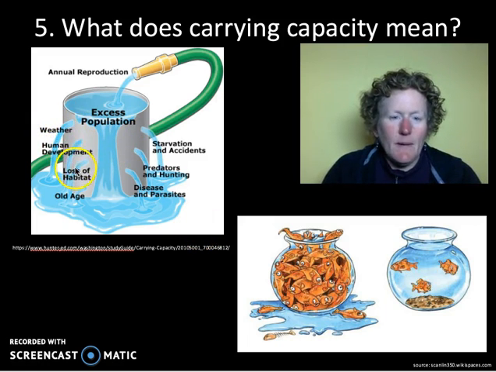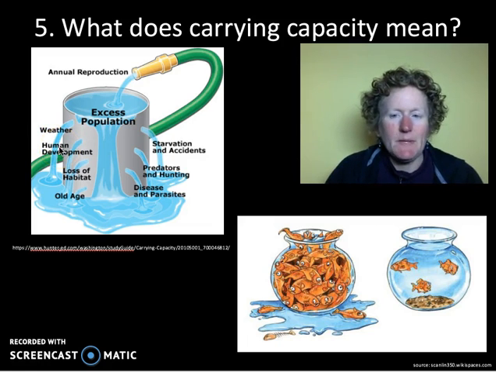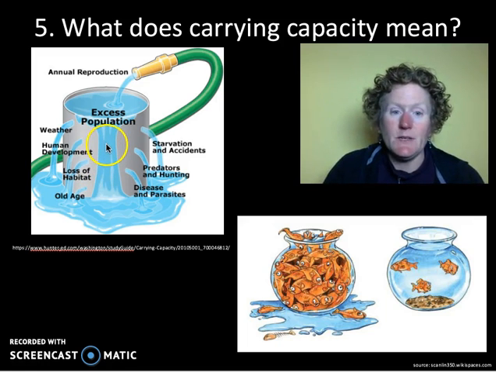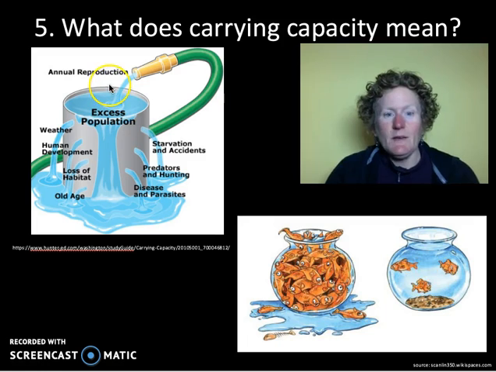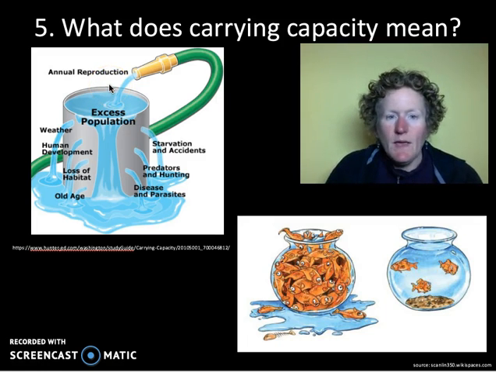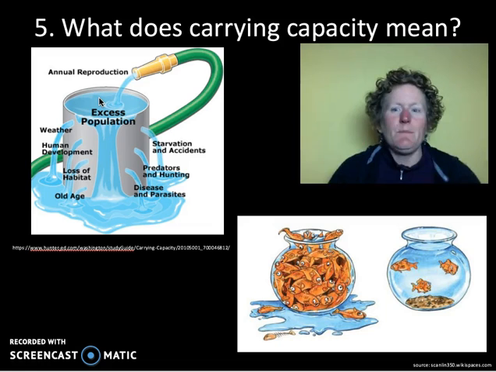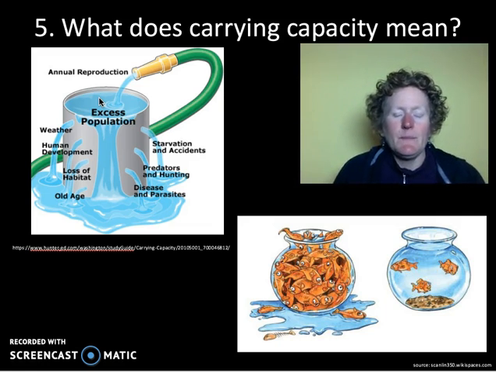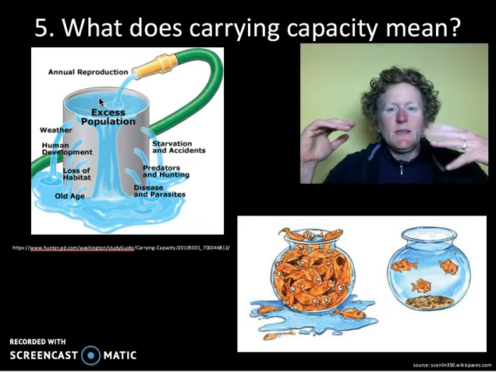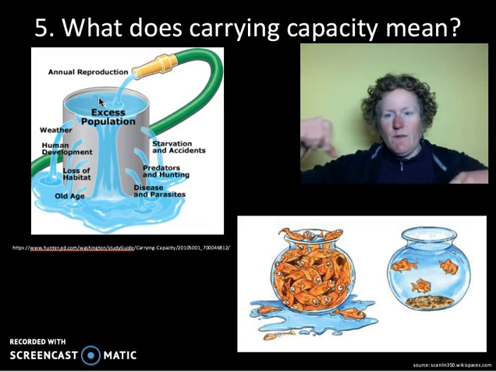These are things that cause populations to die off: starvation, predators, diseases, human development, loss of habitat. That's for perhaps a deer population here. And of course, annual reproduction is deer being born. And so you can see these are the outs and this is the in. And so the population tends to stay at a level. It'll vary a little bit, but as the can demonstrates, there's a level which the population usually varies around.